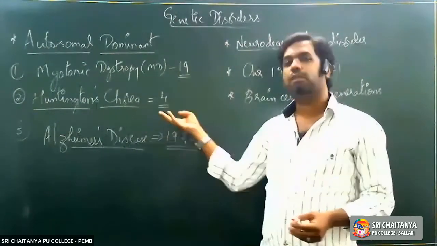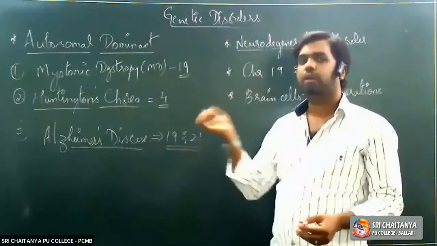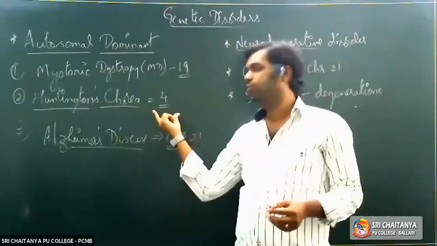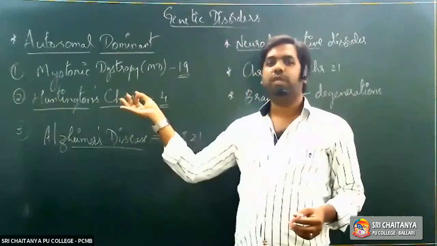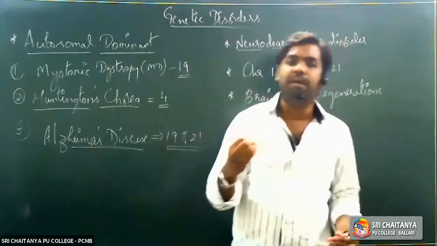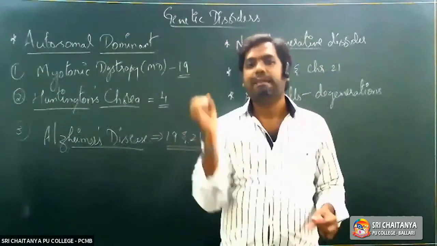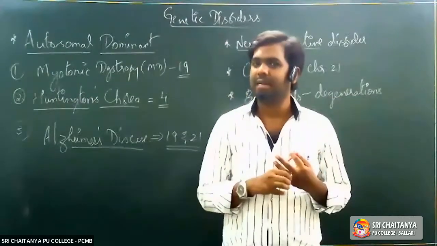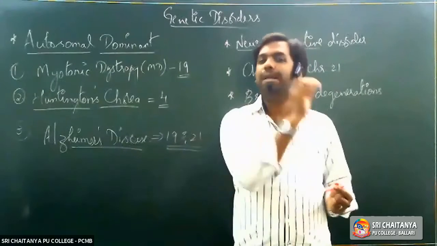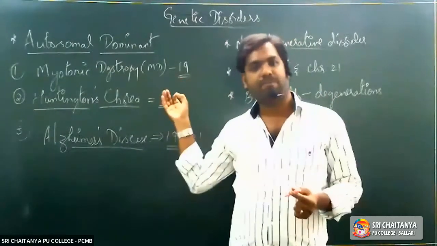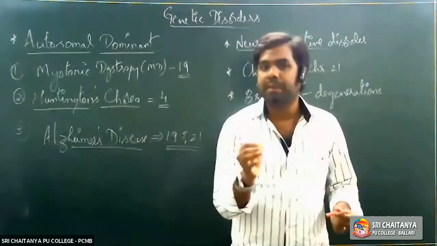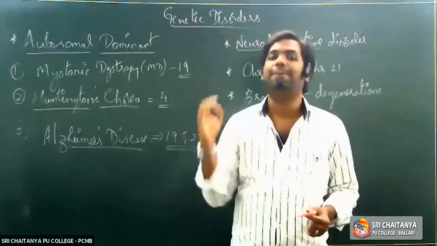The second one is Huntington's chorea. This is caused because of mutation of a gene located on chromosome number 4. Because of this mutation, a protein, or rather an inhibitor, is being synthesized. What does that inhibitor do? That inhibitor will go and start affecting the metabolic activities of the brain cell. It inhibits the brain cell metabolism.